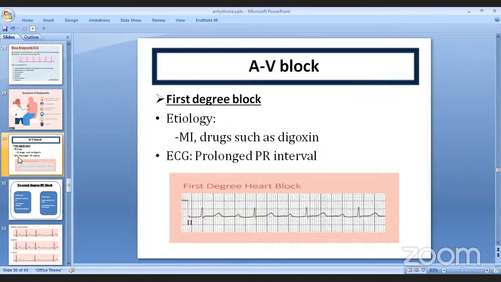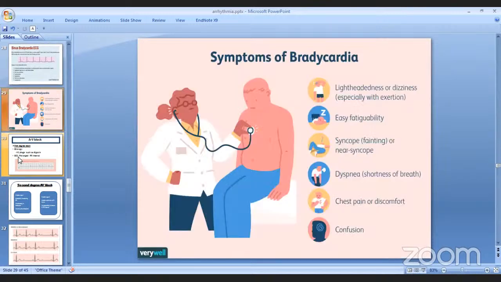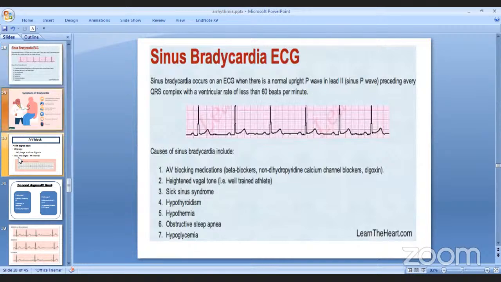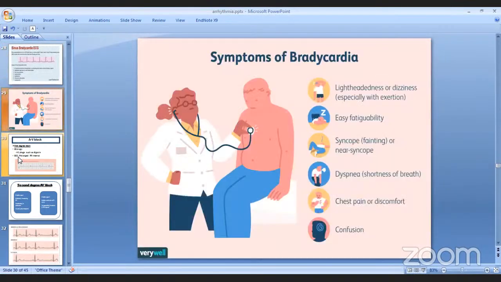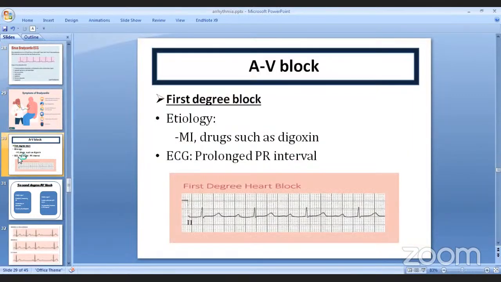There is not much that we can do about it, as much as we have triggering factors that we can abolish. Now, let's talk about the AV block. There are three degrees of AV block. Okay? First degree, second degree, or third degree.